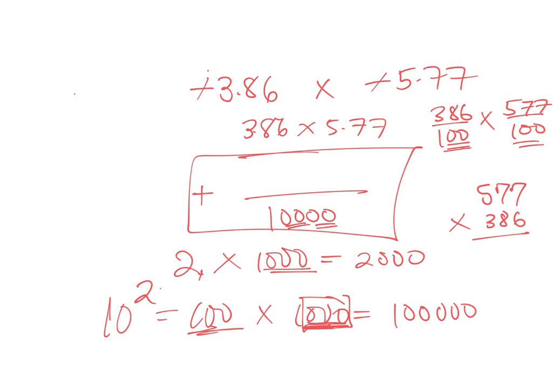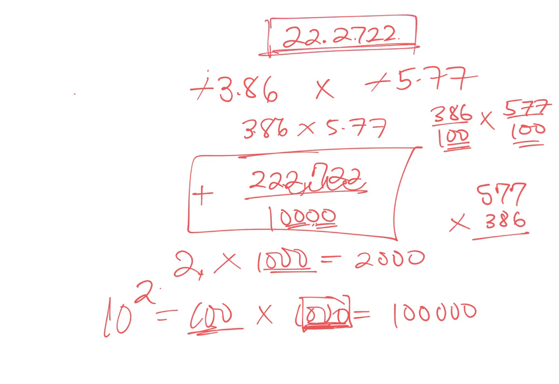So 386 times 577 is 222,722. Now we have 4 zeros, so 1, 2, 3, 4. So that becomes 22.2722. Positive. So negative 3.86 times negative 5.77 is positive 22.2722. So we multiplied the two numbers, 386 times 577, and we divided each one of those by 100, and that took us to our destination.